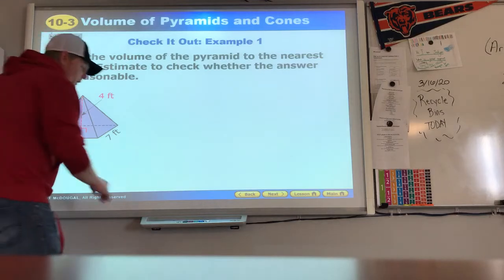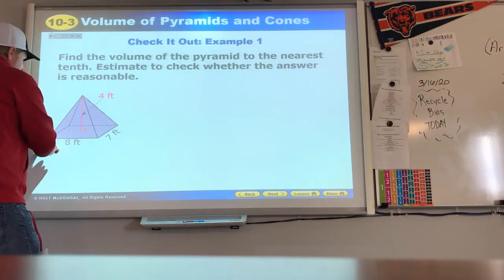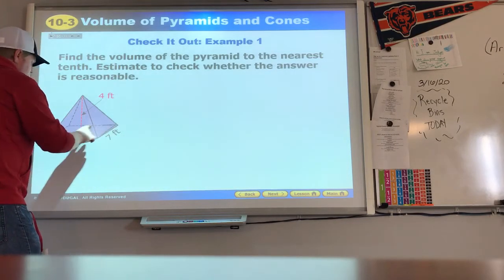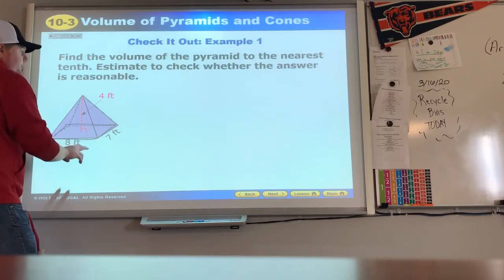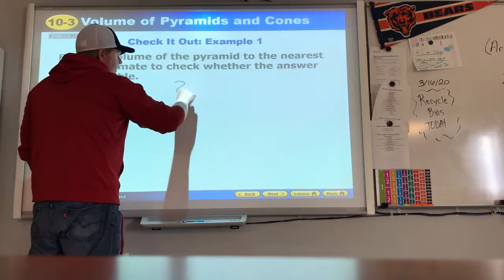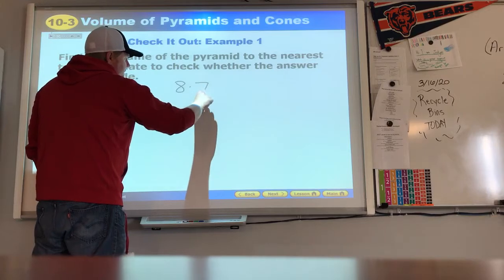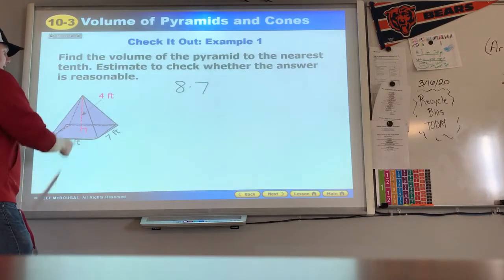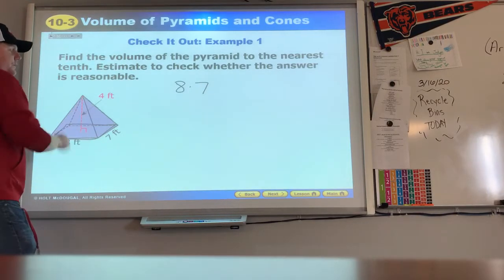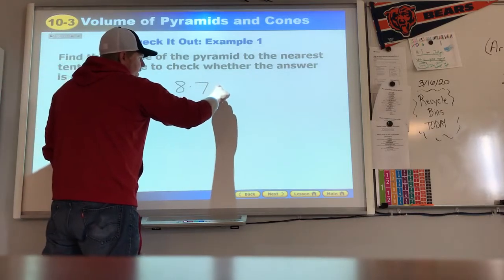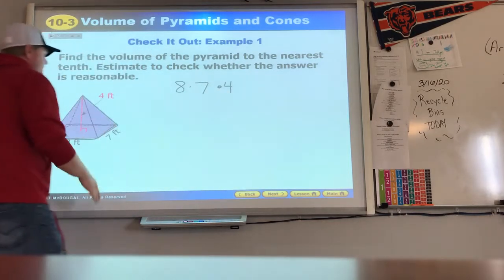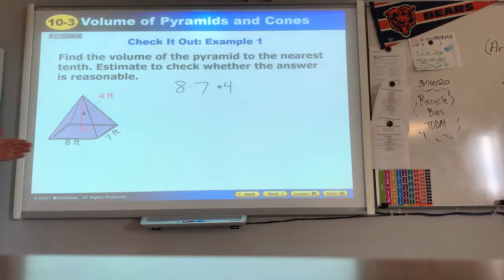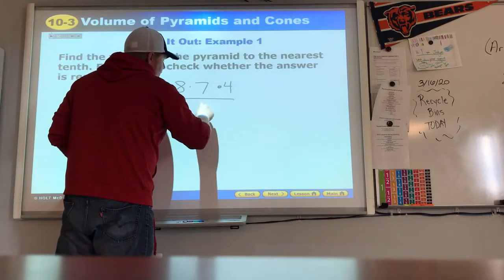Now, again, we've got a square. So we're going to look at this square. How do I find the area for a rectangle? I take length times width, which is 7. When I get that, the height is 4, so I'm going to take it times the height as well. Now, since it is a cone, we're going to divide by 3.